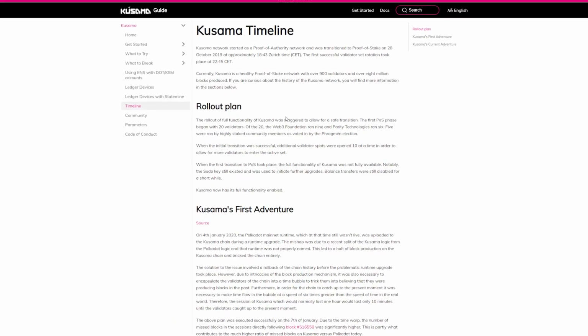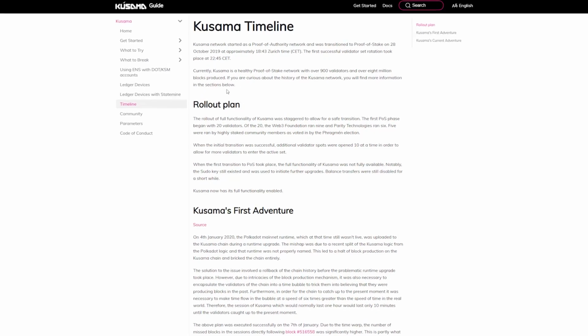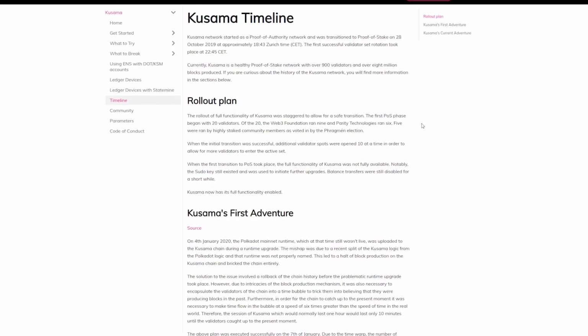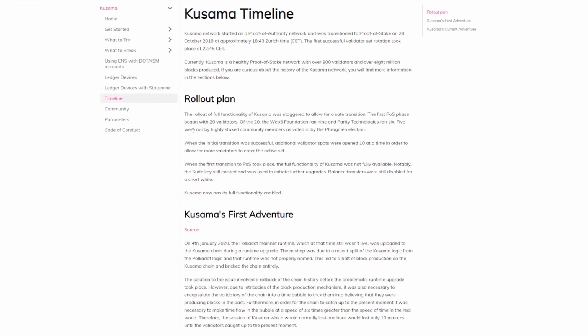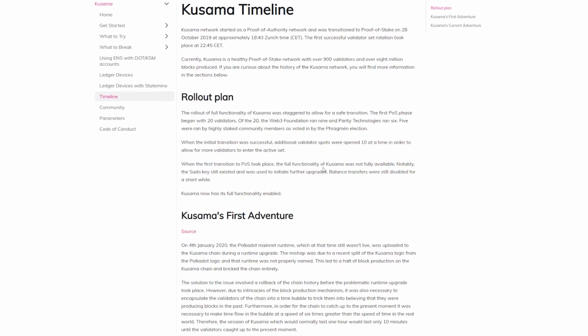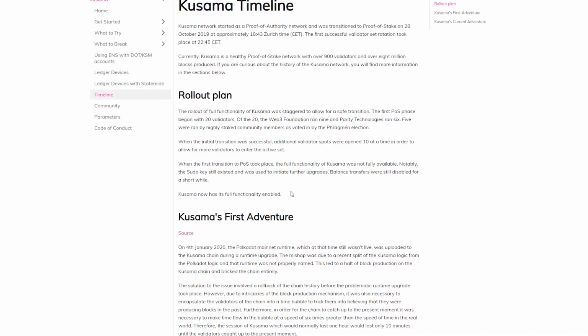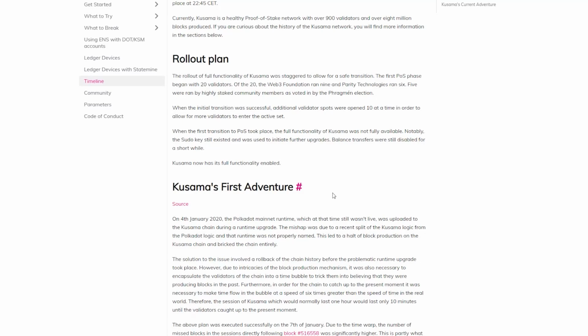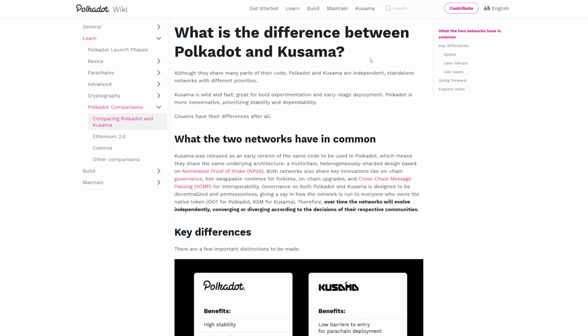Kusama was launched in May 2019 as an early version of the same code to be used in Polkadot, hence the many similarities. However, even if the two share the same underlying architecture and several key innovations, there are a few differences between the two. Speed is one of them. Since Kusama has modified governance parameters, which allows for faster upgrades, it is up to 4 times faster than Polkadot.